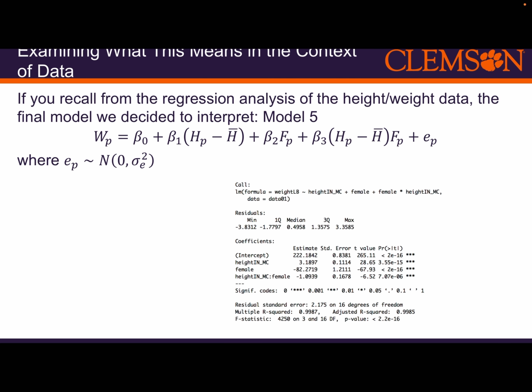So what does this mean in the context of data? If you recall the height weight data, we ended up predicting a person's weight in pounds based on their height in inches and whether or not they were female as an indicator variable, and the interaction right here. This is our regression line. We centered height at the mean, by the way, of, what was the height mean? 70 or 67 inches or something along those lines.